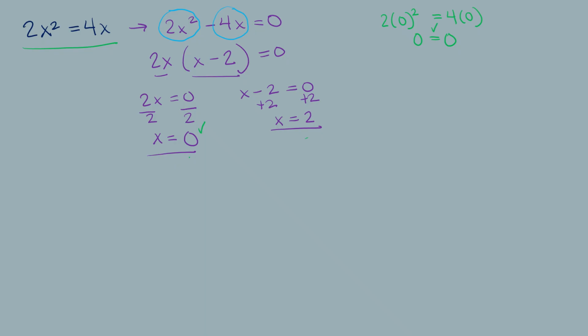And then for x equals 2, plug in 2 for wherever you see an x. So 2 times 2 squared equals 4 times 2. So then this 2 squared is just 2 times 2, so it's 4 in parentheses. And then 4 times 2 is 8. And then again, these are fundamentally the same things. 2 times 4 is 8 again, so 8 equals 8. That checks out. So x equals 2 is also an answer. So your final answer, x equals 0, comma x equals 2.